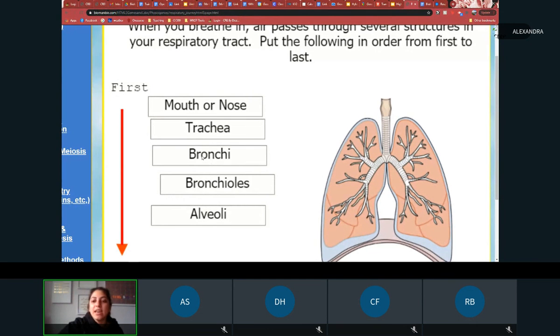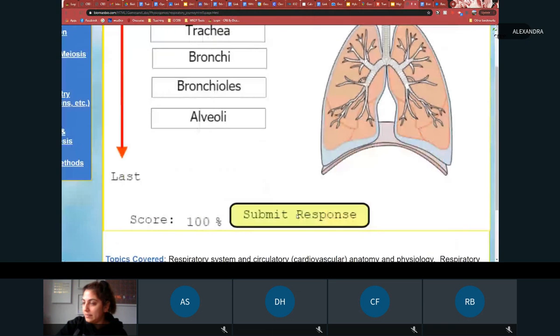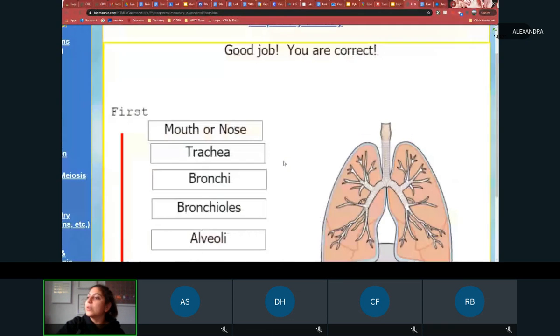Okay, then what? After it goes to the trachea, what do we get? The bronchi. Good. Yes, those two tubes. And then from the bronchi, where do we go? The bronchioles. Good. And then finally, the alveoli. Okay. Let's check it. Good. We are correct.